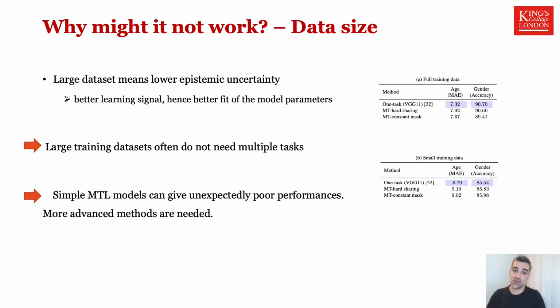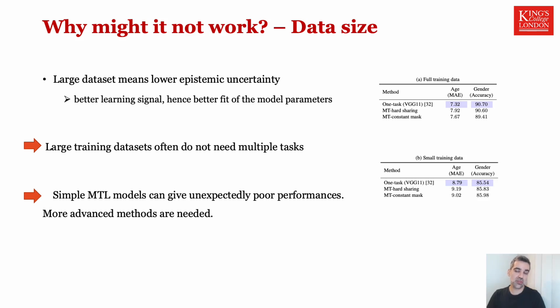Same thing with, for example, predicting the gender of the person in that picture, where with one task you will have, for example, an accuracy of 0.97, and when you're doing multitask sharing, that accuracy goes from 0.97 to 0.906. So it goes down slightly. And this is very common, and that's because the training set is very large.